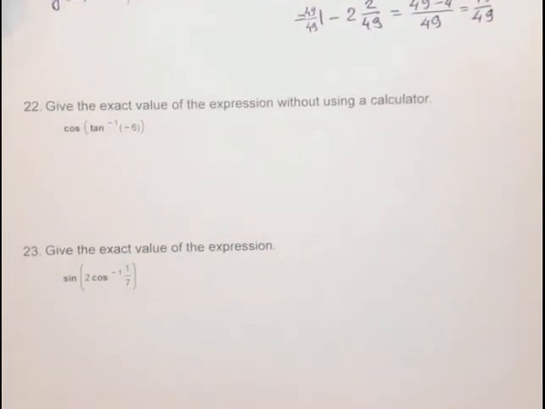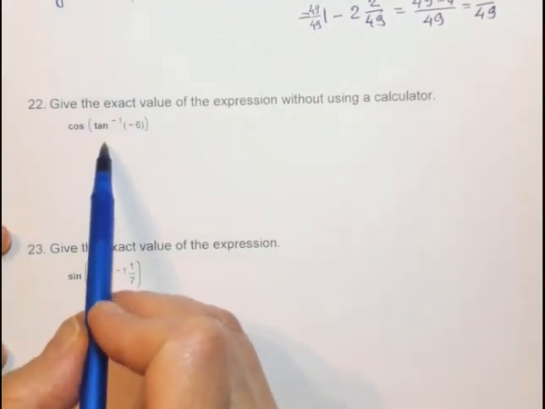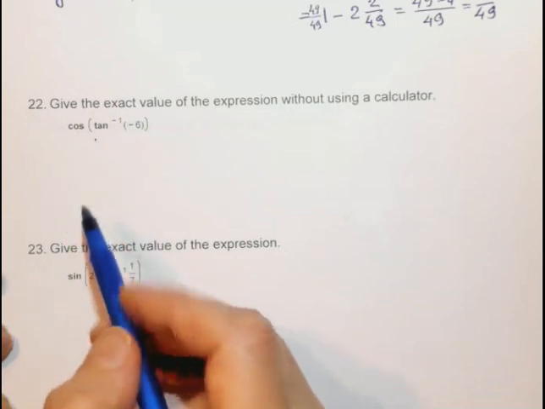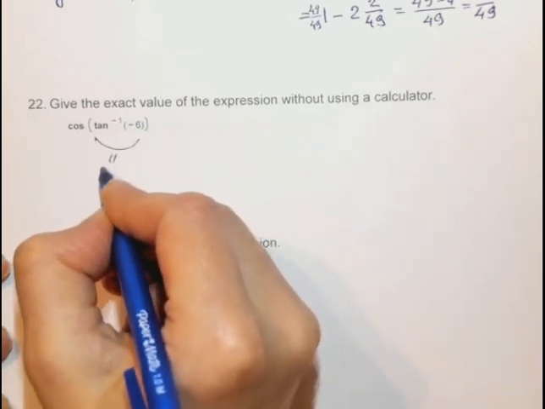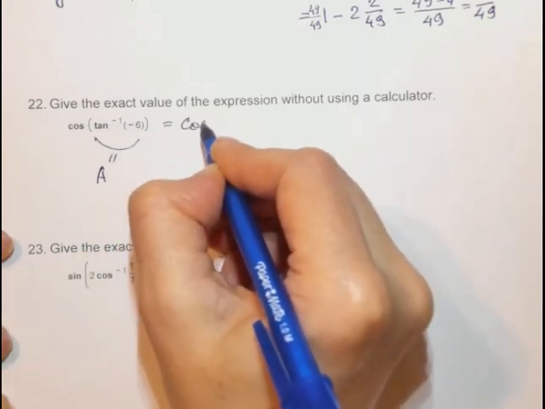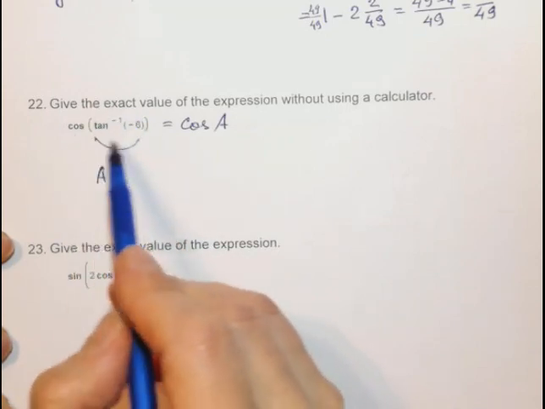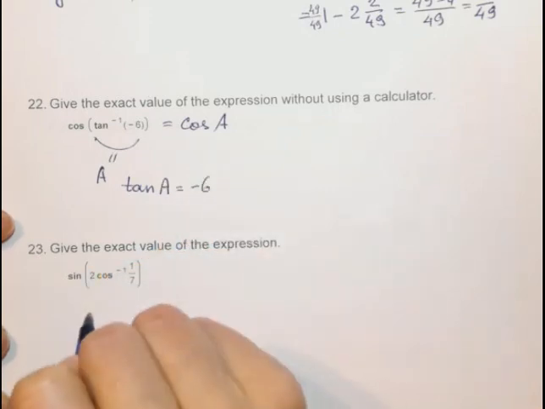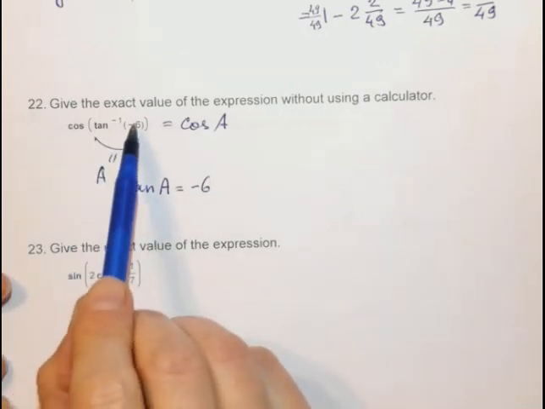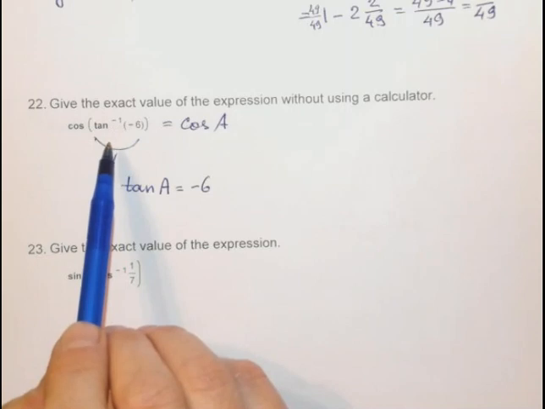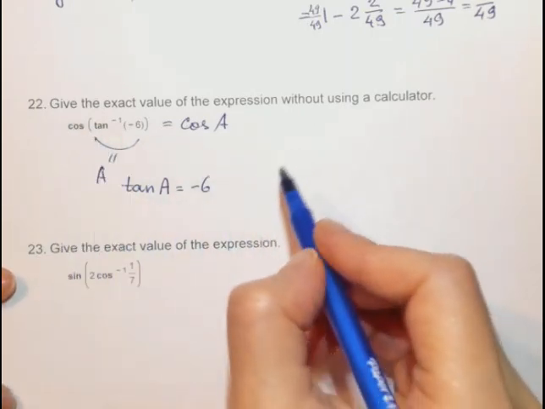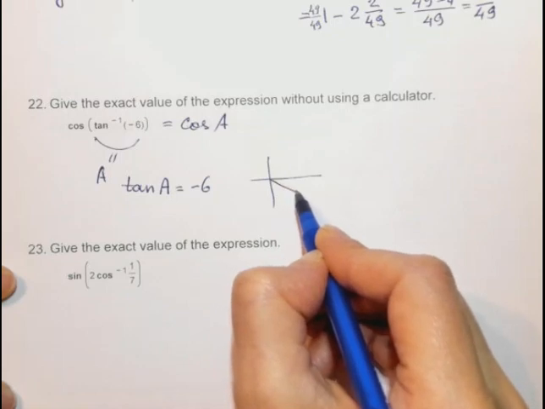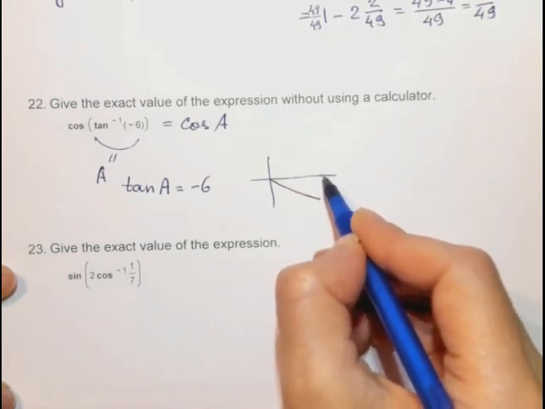Give the exact value of the expression: cosine of tangent inverse of negative 6. Tangent inverse represents an angle. Let us call this angle A. So we want to find cosine of A. From this equation, we know that tangent of A equals negative 6. The inverse function of a negative number, according to the definition, represents an angle in the fourth quadrant. So the angle A is in the fourth quadrant with tangent negative 6.